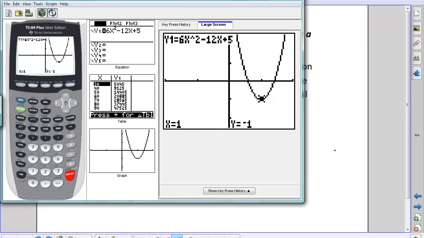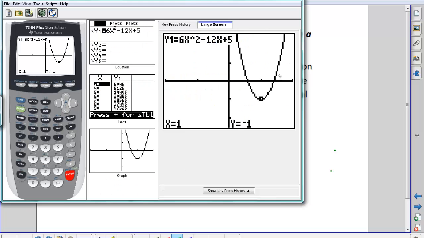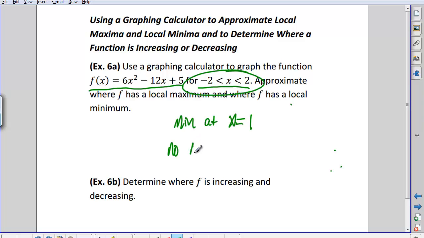Let me just type in a 1 and see. Okay, at x equal 1, we do have a minimum at -1. And so I would say that's a local min. Does it have a local max? Well, this is a parabola, right? So doesn't this continue to get higher on both ends? So we would say that there is no local maximum.